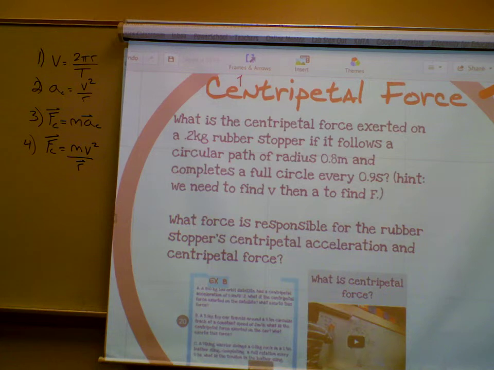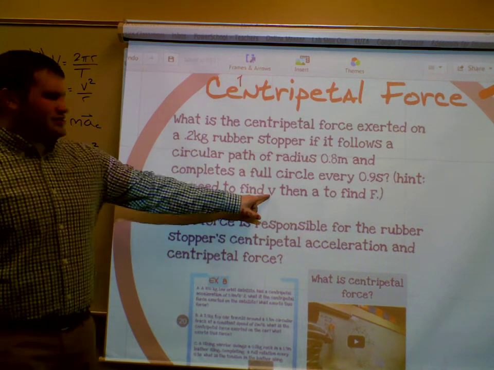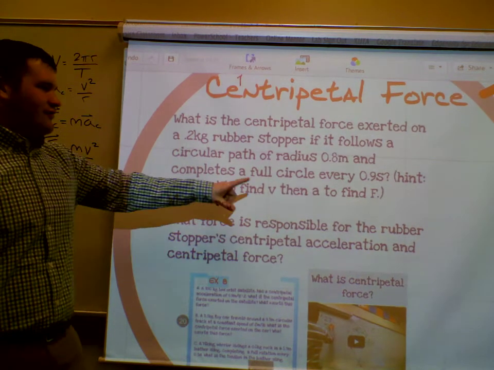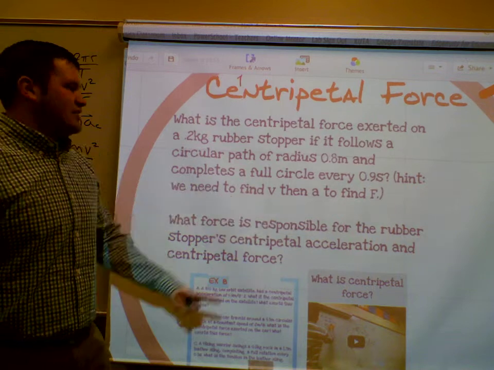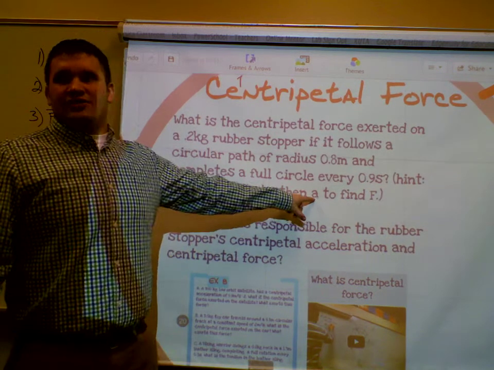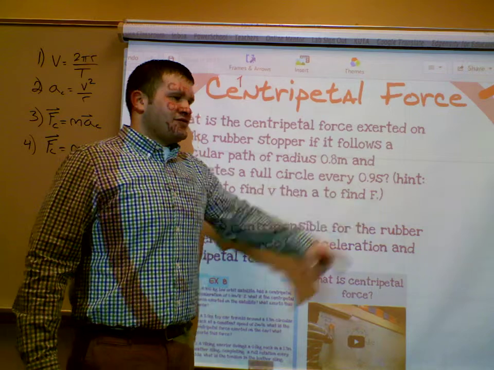All right. Centripetal force example. What is the centripetal force exerted on a 0.2 kilogram rubber stopper if it follows a circular path of radius 0.8 meters and completes a full circle every 0.9 seconds? Hints: we need to find two things to find our force. We need to find V, which is velocity. We need to find A, which is acceleration, in order to find force.